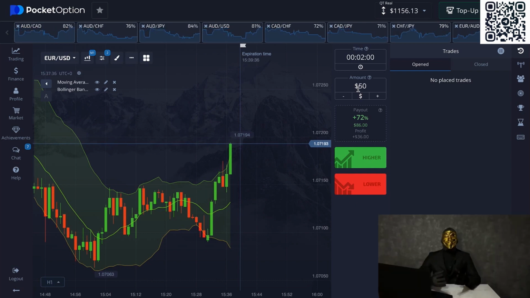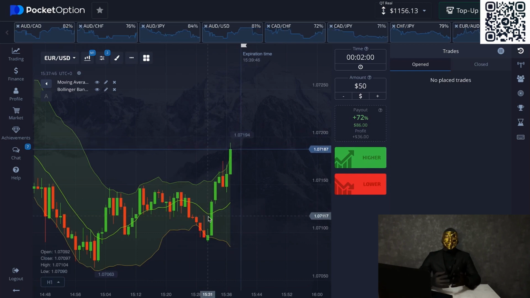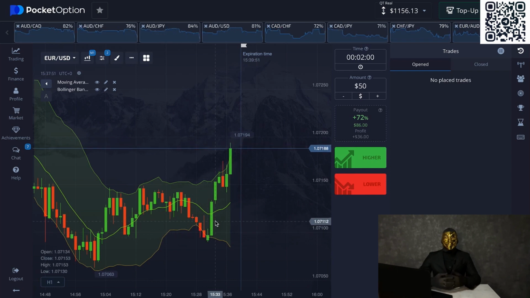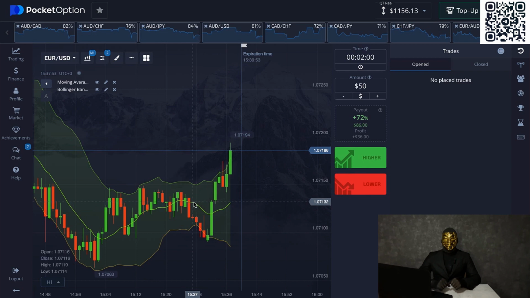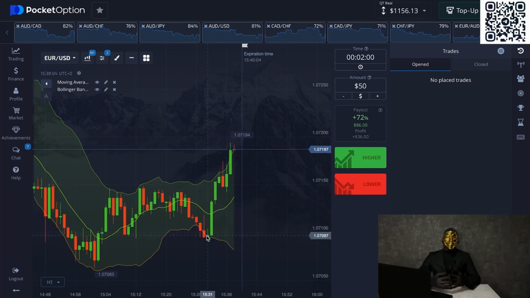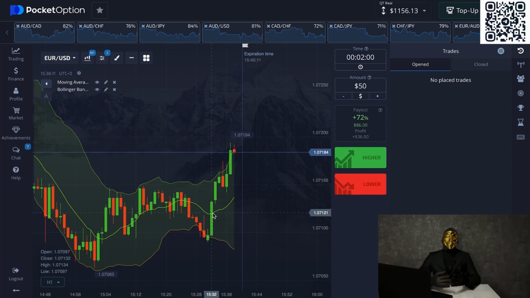So, let's understand the essence of trading in this strategy. When the price moves from the lower border of the Bollinger Bands indicator and crosses the moving average line, we open a deal at the moment of crossing for 2 minutes. In this case, we open a position for an increase, because the price moved from the lower border of the Bollinger Bands indicator and crossed the line of the moving average indicator from the bottom up. And here we would open a deal for an increase of 2 minutes and get a profit.